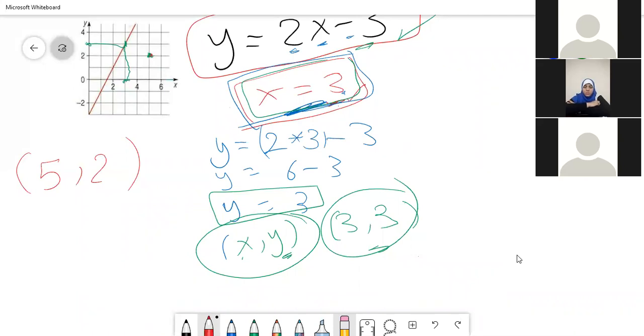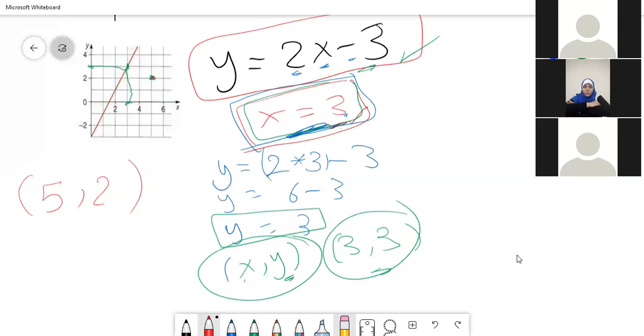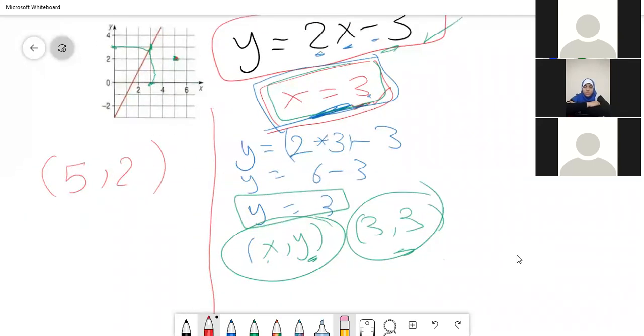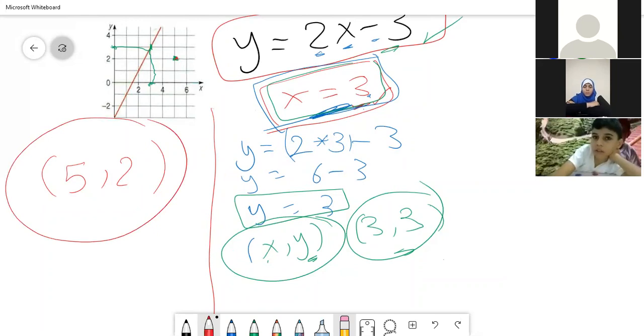Yeah. So we are going to make sure, using the function, whether this point lies on the line or not. So we're going to plug these two values inside the function. So our function is y equals 2x minus 3.